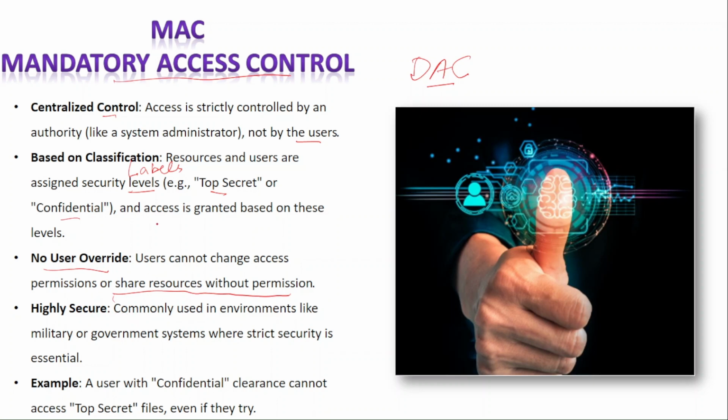Highly secure. So this authorization model is highly secure, commonly used in environments like military. So remember, whenever there is military, there is extreme requirement of secrecy. So this model MAC is used because it is highly restrictive. Or government systems where strict security is essential. Example, a user with confidential clearance cannot access top secret files even if they try, because their clearance is only confidential, so they cannot get the top secret files.